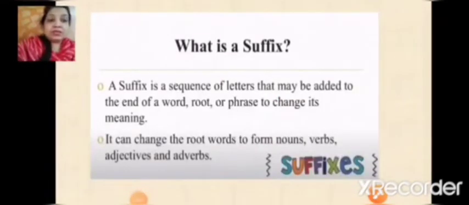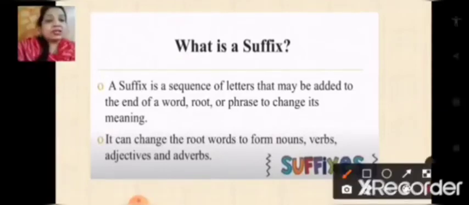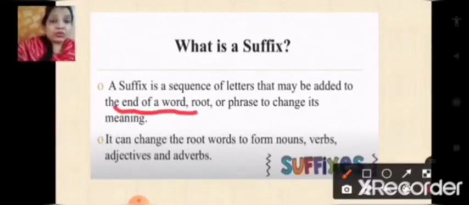Now children, what is a suffix? A suffix is a sequence of letters that may be added to the end of a word. Make sure that you understand this: it's the end of a word, root or phrase, to change its meaning. It can change the root words to form nouns, verbs, adjectives and adverbs also. So let us quickly understand a few examples of suffixes.